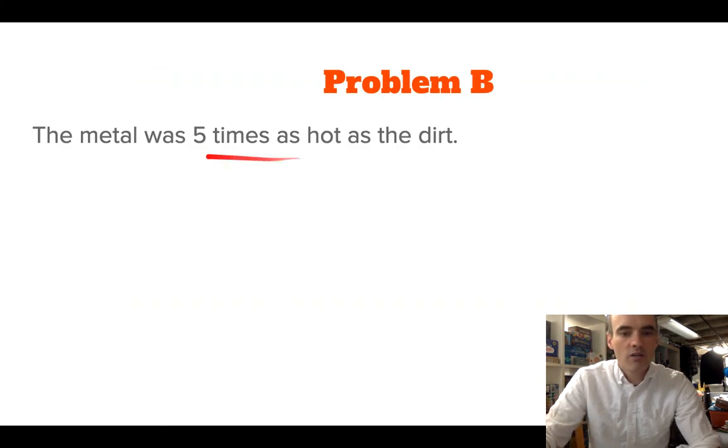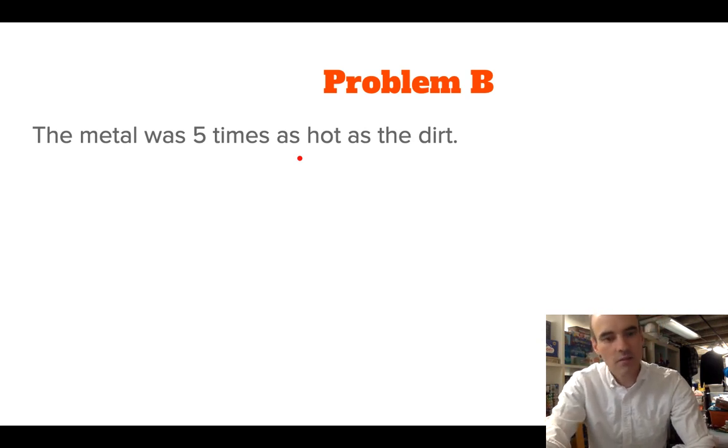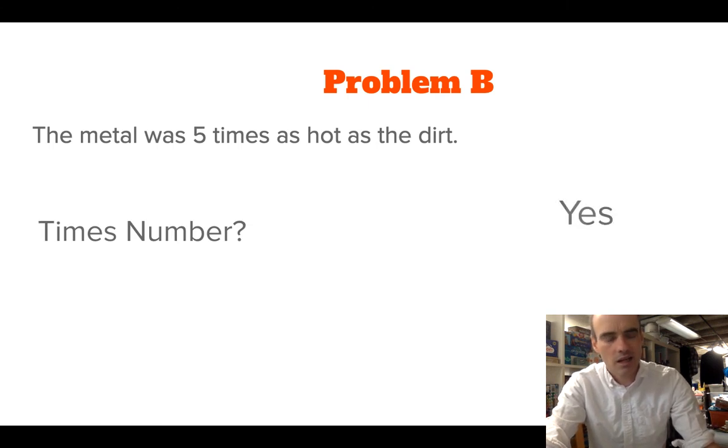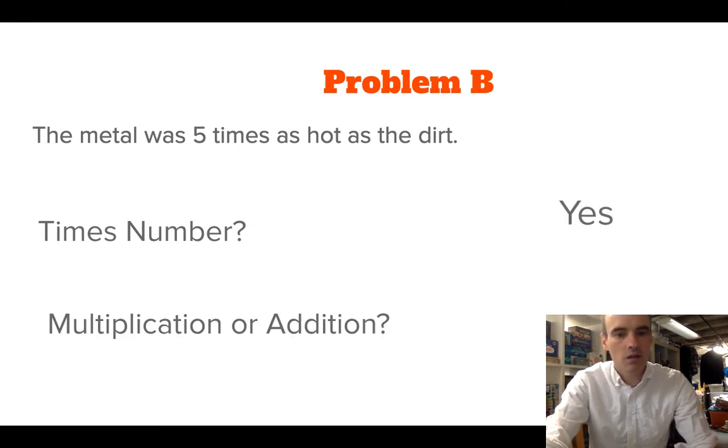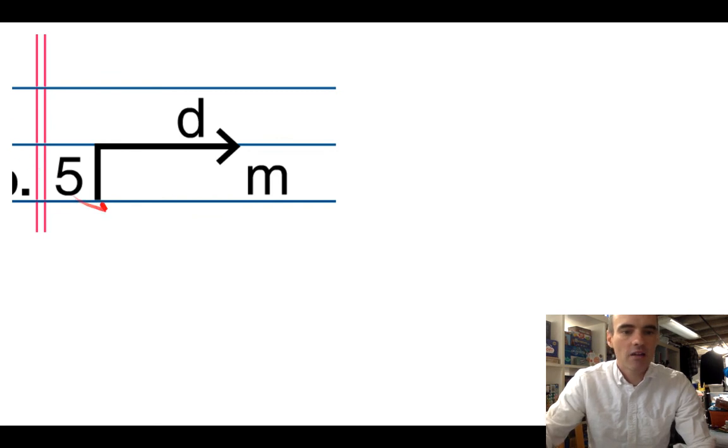The metal was 5 times as hot as the dirt. This is easy because the word in there tells us the operation. What's the word? The word is times. Does it have a times number? Yes, it does have a times number. Is it multiplication or addition? It's going to be multiplication. All right, keep going. 5 times D will tell us M, right? 5 times the dirt will tell us how hot the metal is.